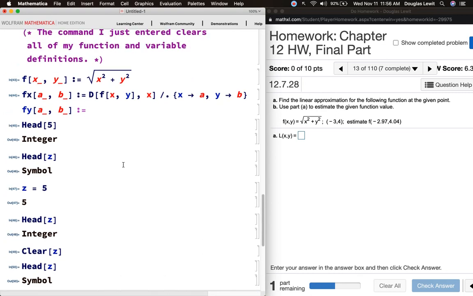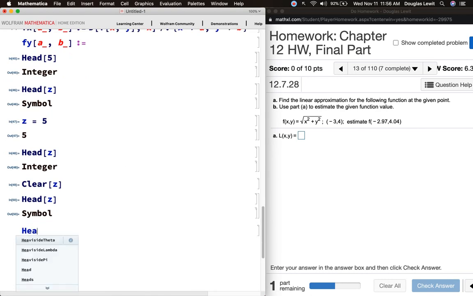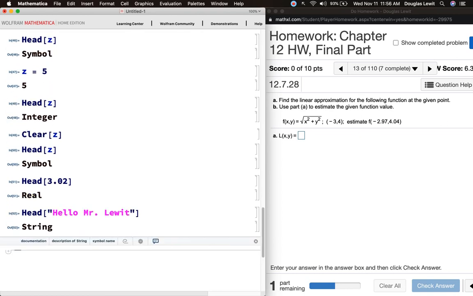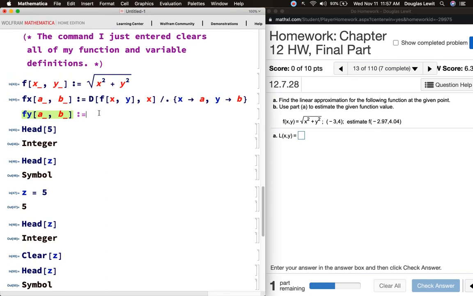So in Mathematica, there are different types. What is the type of 3.02? It's a real. What is the type of hello, Mr. Lewitt? This is a string. Be aware that in any programming environment, you're going to have different types, and that's a very important concept, okay? Okay, let's get back to this.